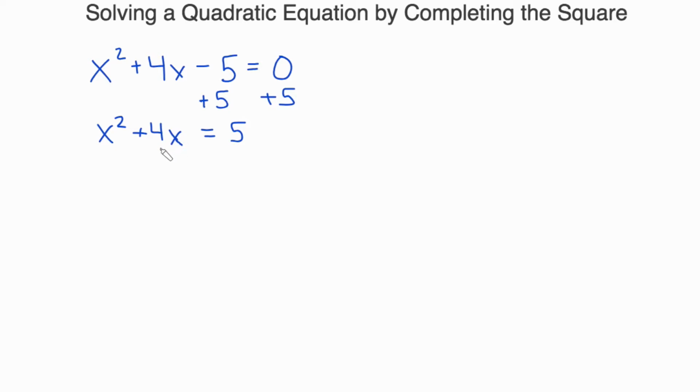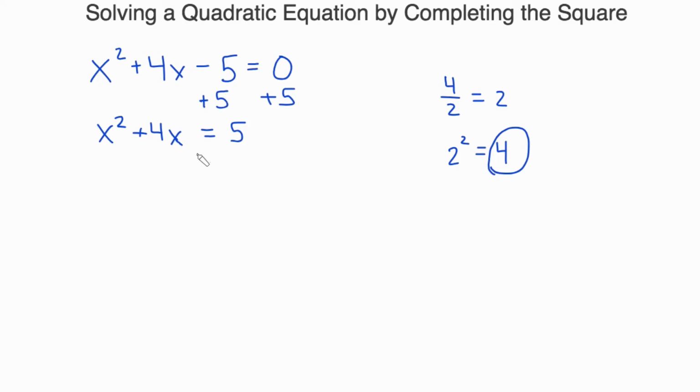The next thing we want to do is to look at the coefficient of the x term. So in this case, the coefficient is a positive 4. So we're going to take that 4 and we'll divide it by 2, which gets us 2, and then we'll square it. So 2 squared is 4. So 4 is the number that we're going to be using to complete this square.